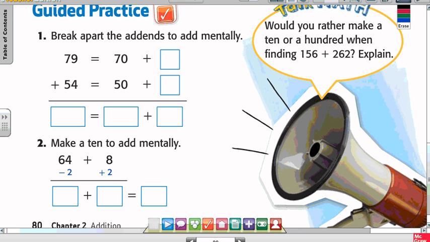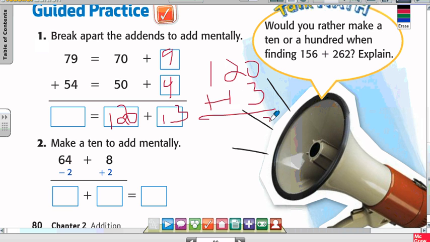It says break apart the items to add mentally. So I went 79 equals 70 plus what? Just put it in expanded form. 70 plus 9. Here I have 54 equals 50 plus 4. And then I add. 9 plus 4 is 13. And 70 plus 50 is 120. Then I add those together. So 120 plus 13 would be 0 plus 3 is 3, 2 plus 1 is 3, and then 1 plus 0 is 1, so it's 133.